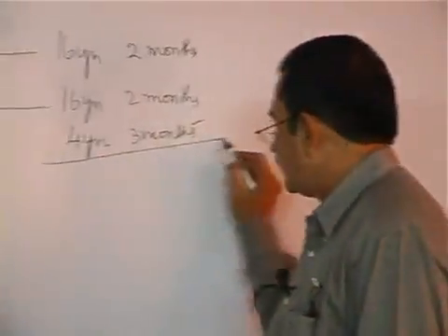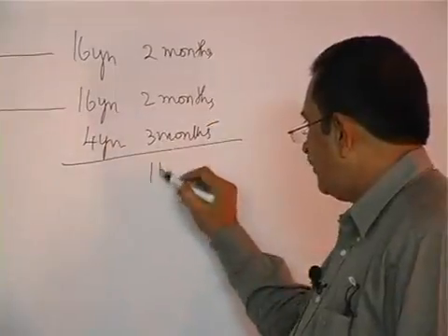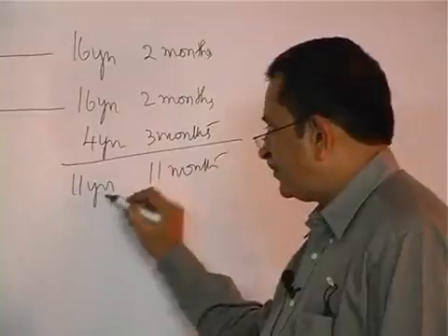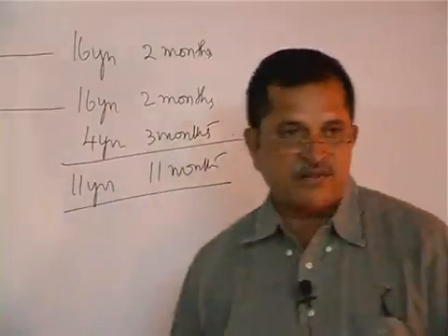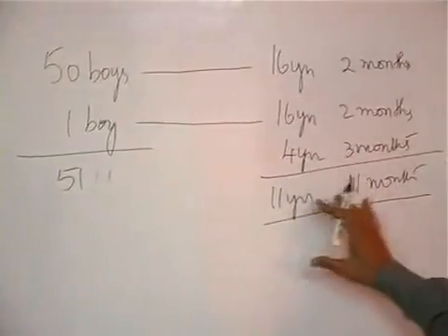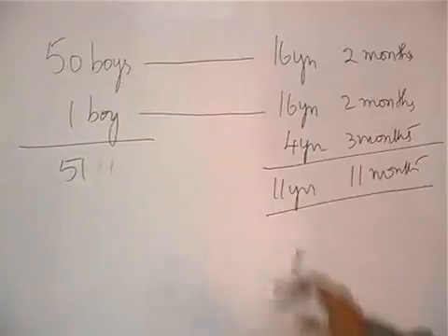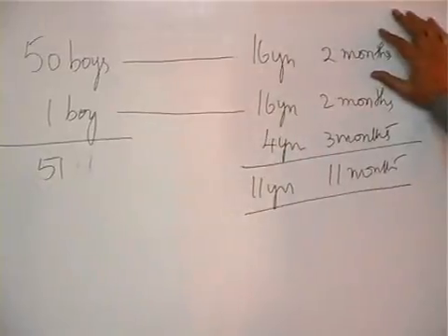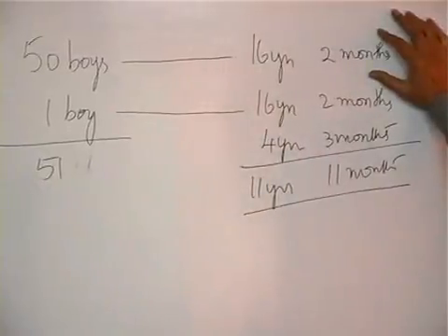So that is 1 year, you borrow 11 months, 11 years. So the age of the new boy is 11 years 11 months. This is the shortcut method you can take on averages. The average age of the 50 boys is 16 years 2 months.